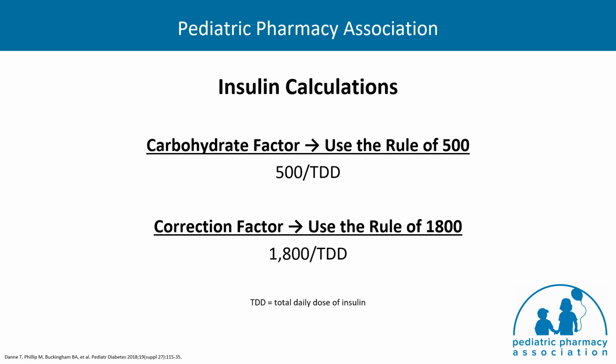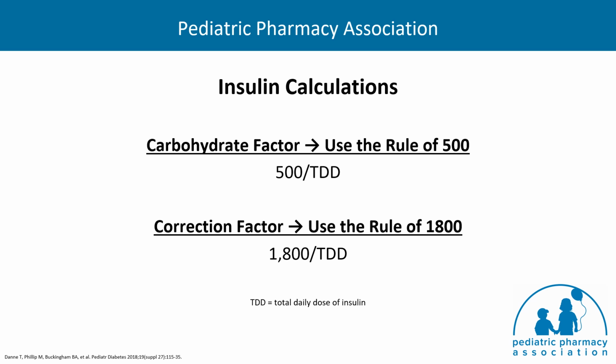As I said earlier, we calculate the carbohydrate factor using the rule of 500. We do 500 divided by the total daily dose of insulin. The carbohydrate factor accounts for the amount of carbohydrates consumed. This defines the amount of insulin to be given for how many carbohydrates are eaten.